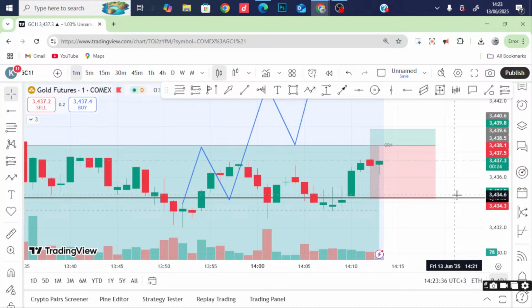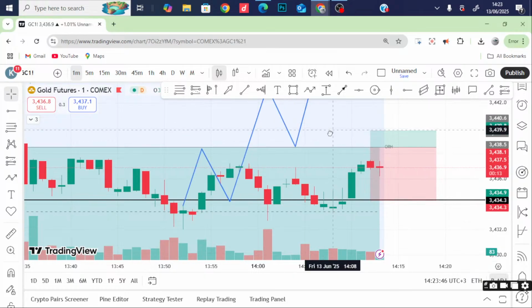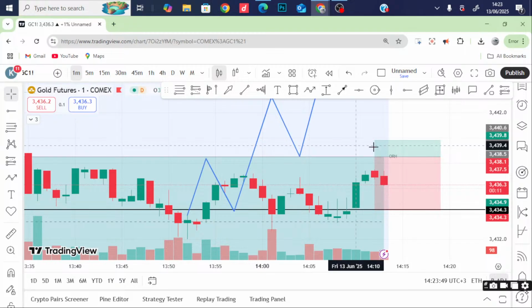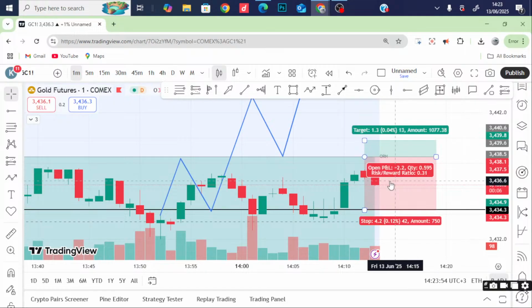Gold is now bullish. You can literally go in and buy gold. Gold is bullish, and as I said, gold will be bullish. It has already been bullish, so you can buy gold.